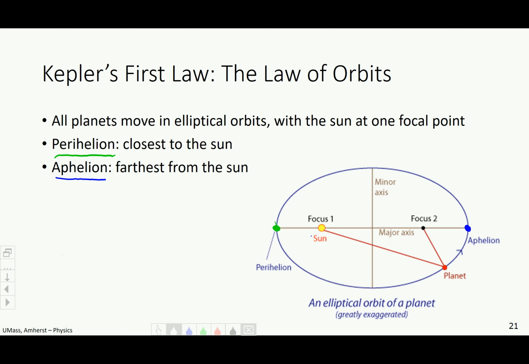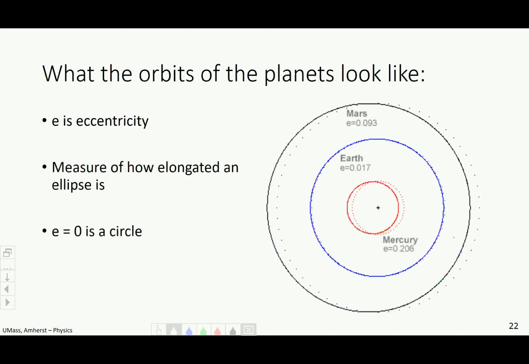So if our planet is moving along, it gets here. Now it is really, really close to the sun, this distance. And then our planet is moving along. Now it's here. It has this very much longer distance from the sun. Those are the definitions, those two things.